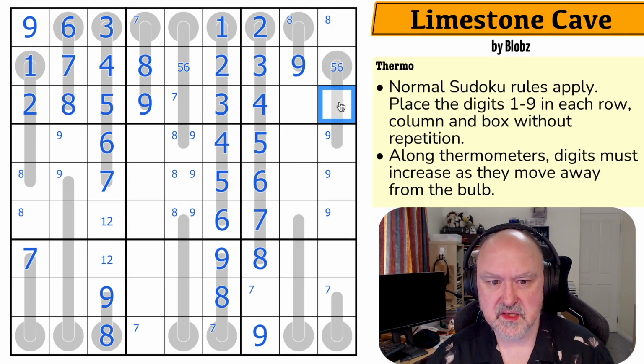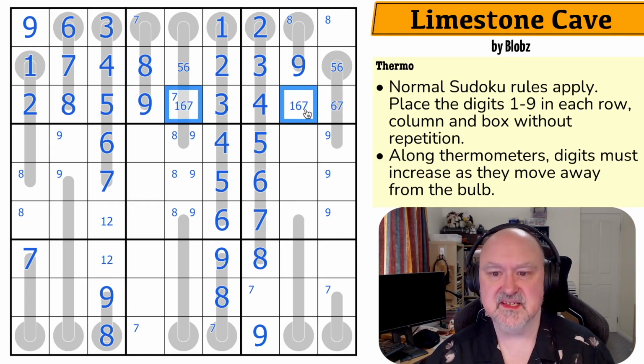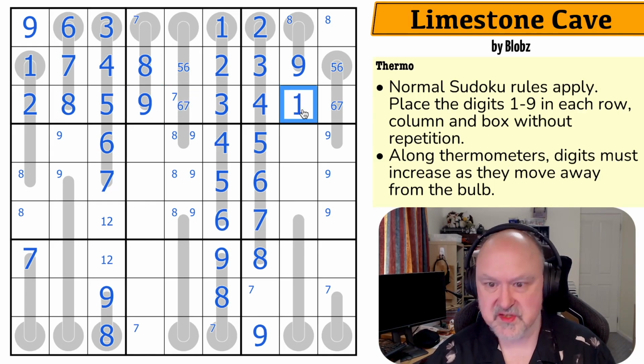So this is a maximum of 7 because I can't use 8, 9. So this is 6, 7. These are 1, 6, and 7 for the row, and I can't put 1 part way along a thermo. So that's the 1. This is a 6 or a 7. So this has to be higher. This has to be 7, 8, or 9.